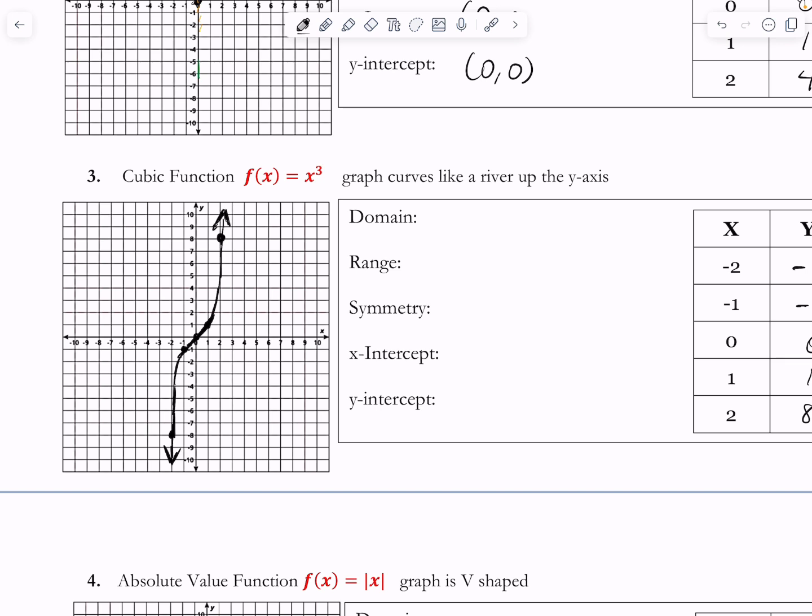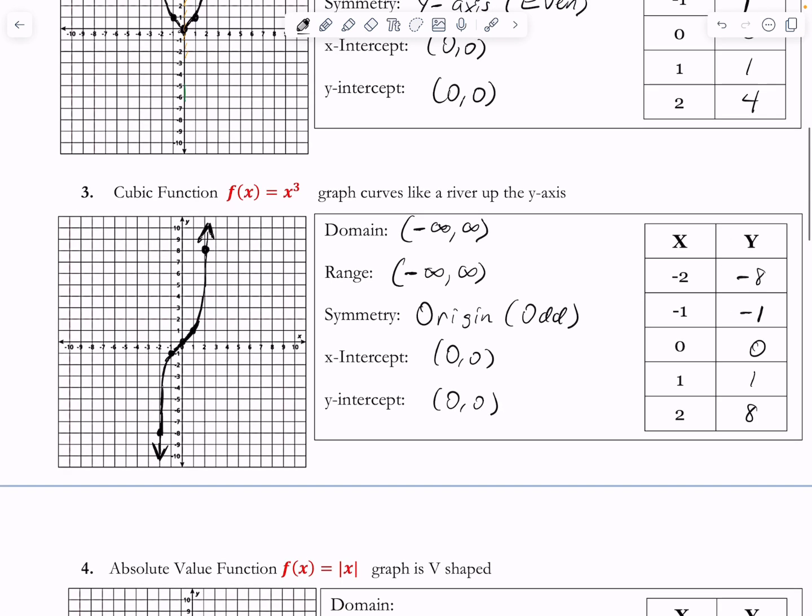In terms of the domain, you can plug in any number you want into this function. You're going to get every single number; it's fine. We're moving in all directions here. In terms of symmetry, this has origin symmetry like that linear function. So it is odd, and the x-intercept and the y-intercept are both 0, 0. That is the cubic function.